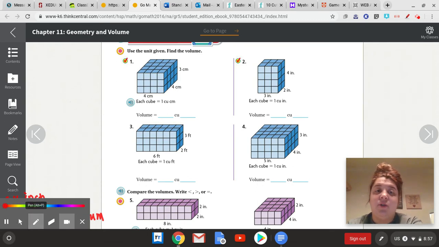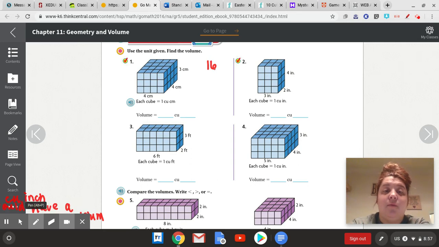It says use the unit given and find the volume. So I don't have to count up the cubes. I can just multiply. Okay, so 4 times 4 is 16, right? So we did 4 times 4 times the height. 16 times 3, if you don't know your 16 times tables, write it out like this.